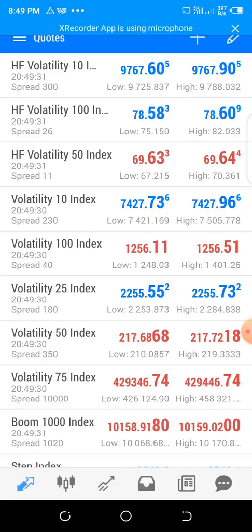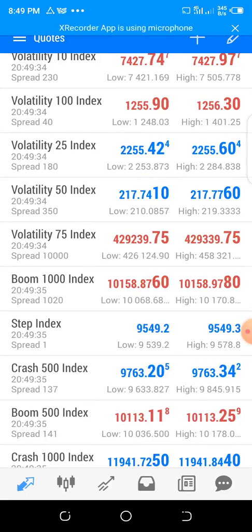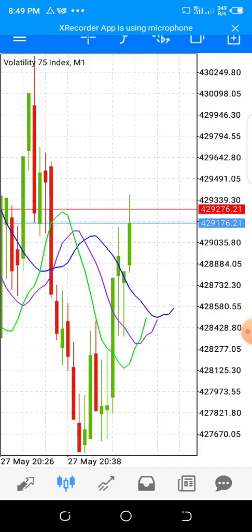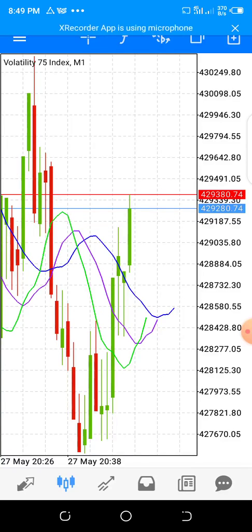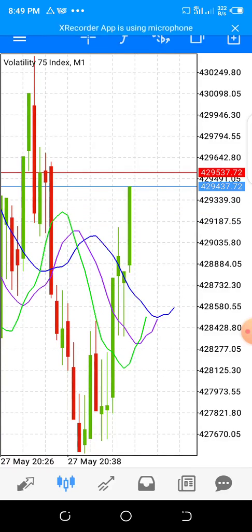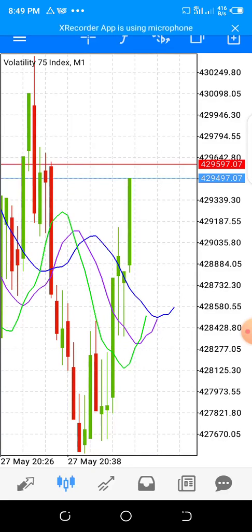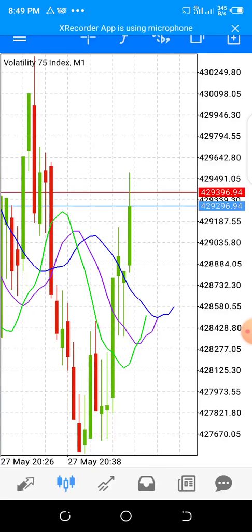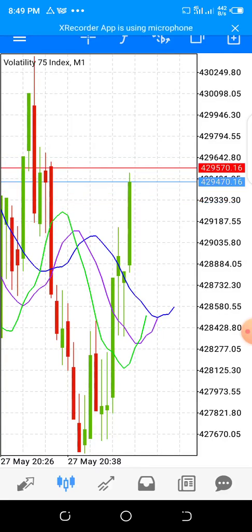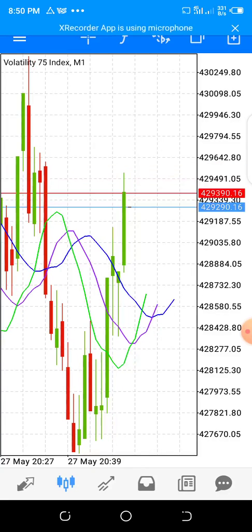Let's see volatility. Which one should we trade? I know people want to trade a higher one. So now M75. M75 is on an upward trend. It is above the alligator. Are you getting it? You could see that it's above the alligator.